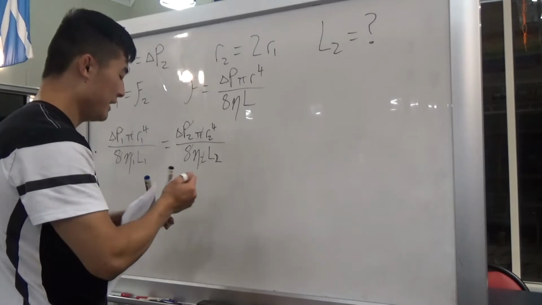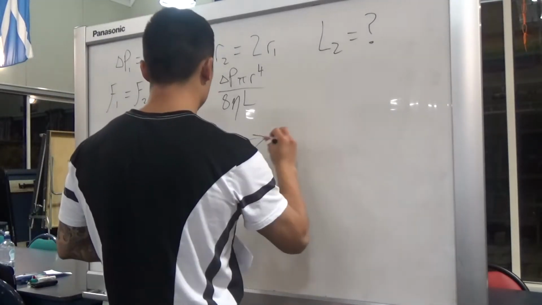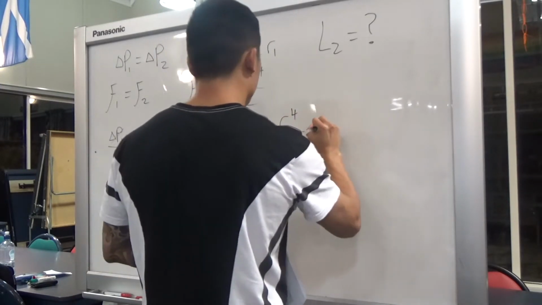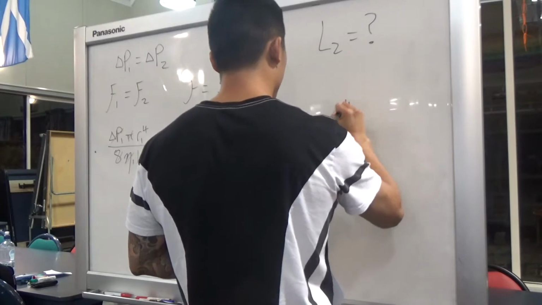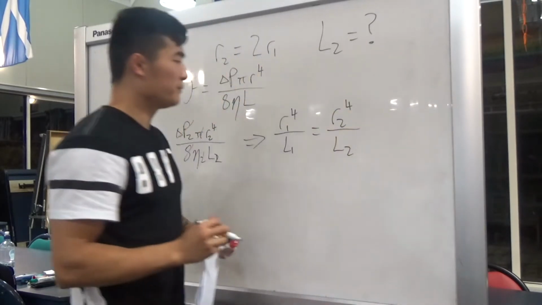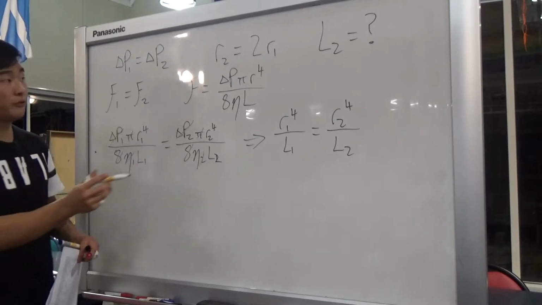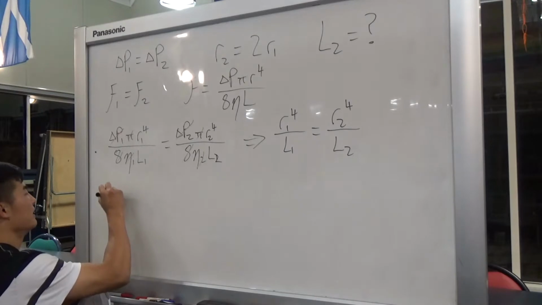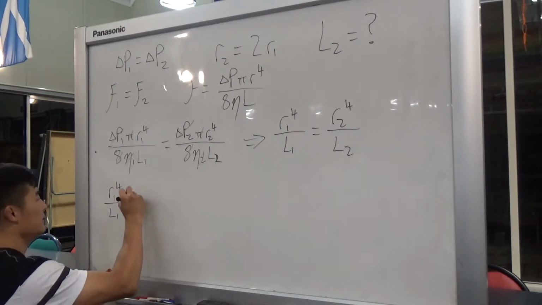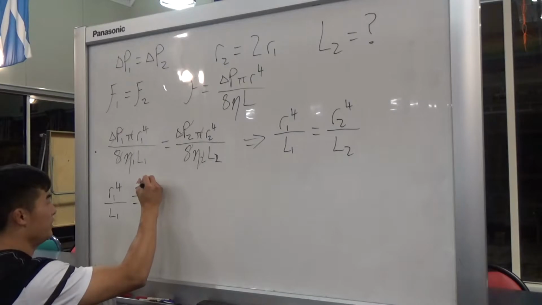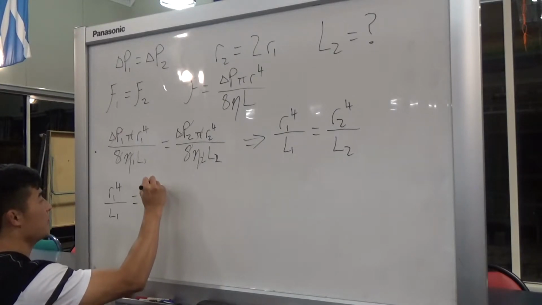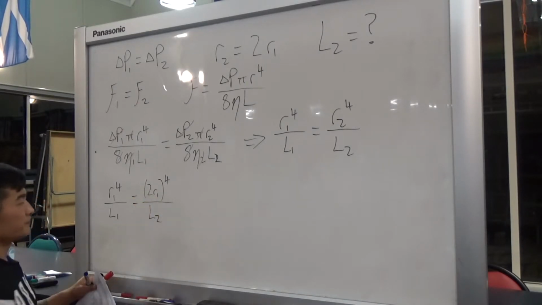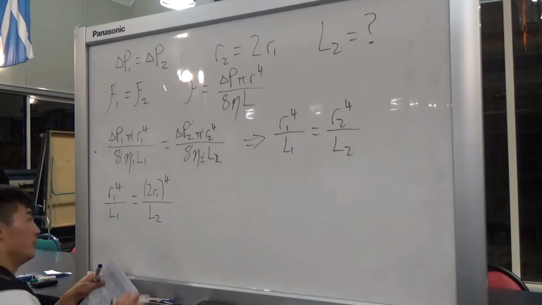So now you have R1 to the 4th power over L1 is equal to R2 to the 4th power over L2. Okay, and remember that R2 is equal to 2R1, so now we're going to replace it. R1 to the fourth power over L1 is equal to R2, which is 2 times R1, to the fourth power over L2.